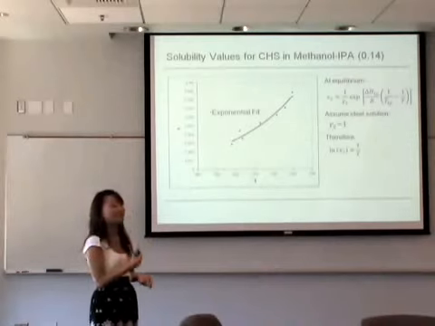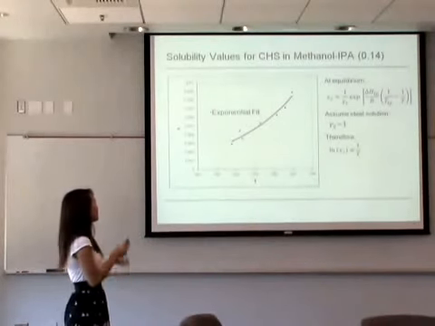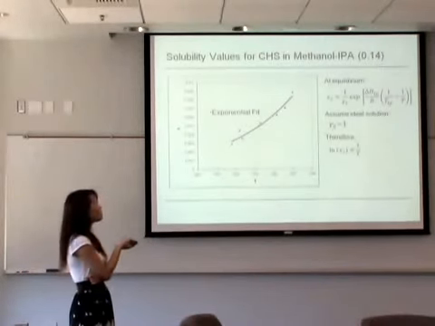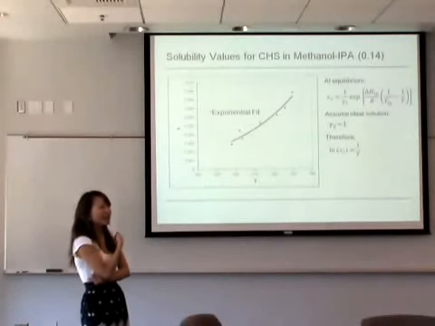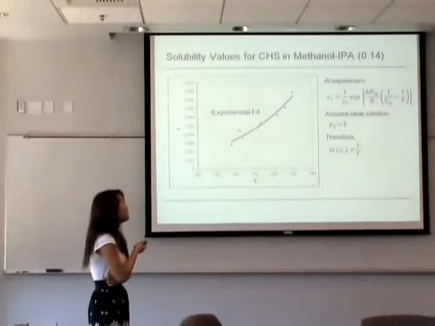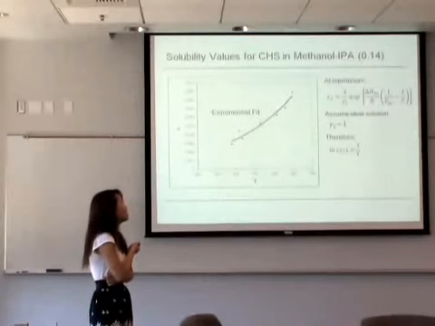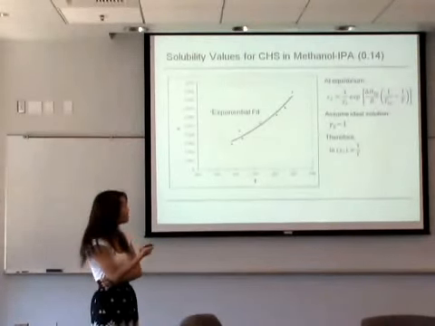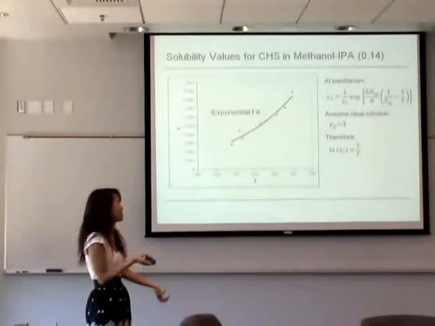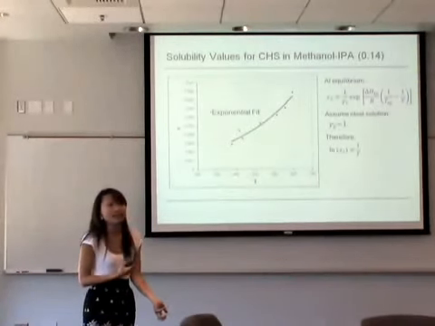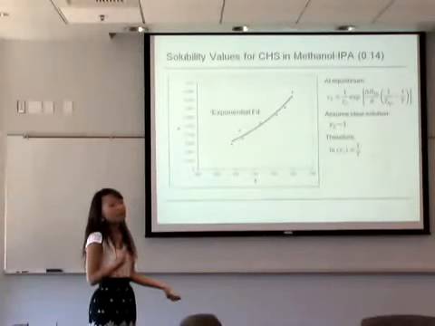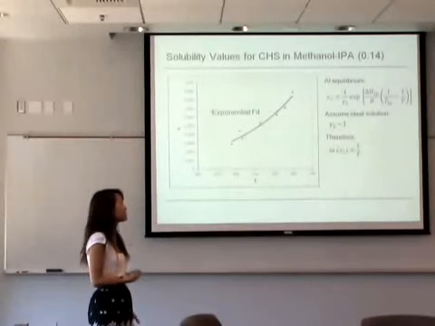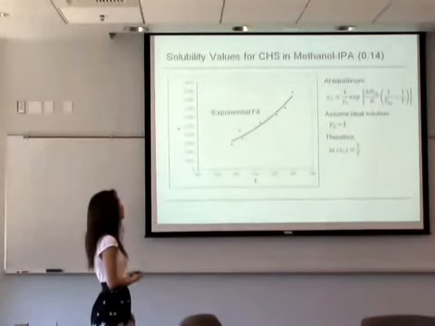So this is the data that I got from my solubility values. It's just an exponential fit, and from thermodynamics, I know that at equilibrium I would have this relation of solubility and temperature. Assuming that the activity coefficient is 1, which is an ideal solution, I can just say that the ln of my solubility is proportional to the inverse of temperature.